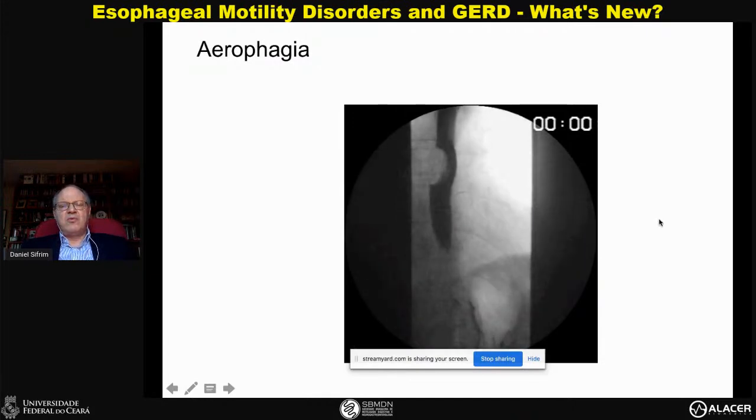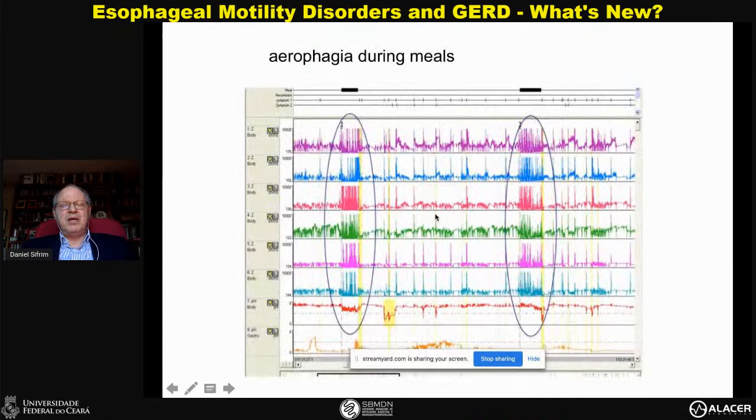Now, we can see with impedance that when we swallow, there is air because the impedance rises. This is a meal period, another meal period. You can see that during the meals, some patients have a lot of air swallowing. This is what we call aerophagia, in Greek, swallowing air.